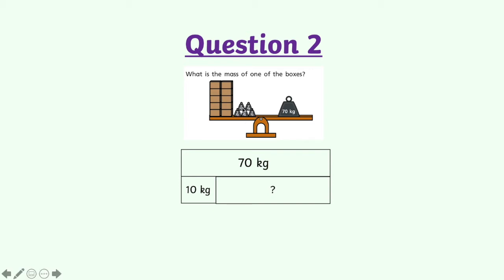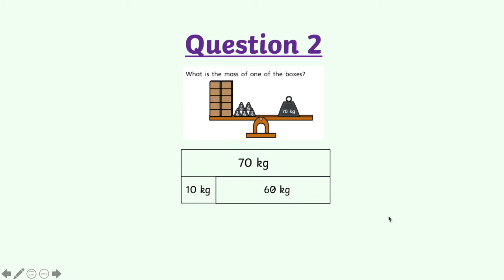And I counted in twos to work out how much the weights weighed. 2, 4, 6, 8, 10. So 10 kilograms is what the weights weigh. So I know that to make up 70 kilograms, one of my parts is 10 kilograms. But I need to know what the other part is. That's how much the boxes weigh. Well, I know that 1 add 6 is 7, so 10 add 60 is 70. So I know that the missing number there is 60 kilograms. So that's how much the boxes weigh altogether.